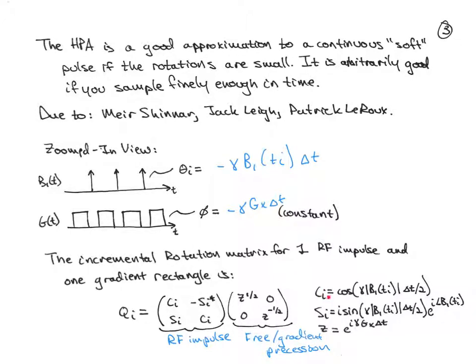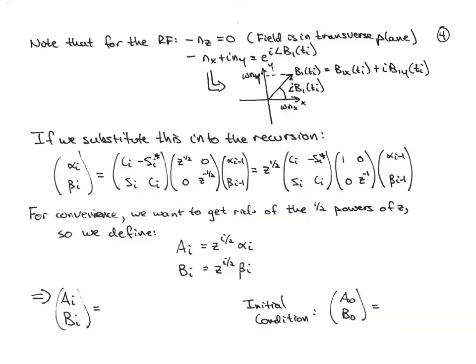And more specifically then, c sub i is cosine of the RF rotation angle divided by 2. s sub i is now the phase of the RF, which determines nx and ny, times i times sine of the rotation angle over 2. And then z, the free precession phase accrual, is equal to e to the i gamma gx delta t. This is a complex exponential that applies the phase due to the gradients during the free precession interval. So again, just to make sure this is clear, we note that for the RF, there's no nz component. The RF is a magnetic field that lies completely in the transverse plane, and thus its nx and ny is equal to the phase of the RF.